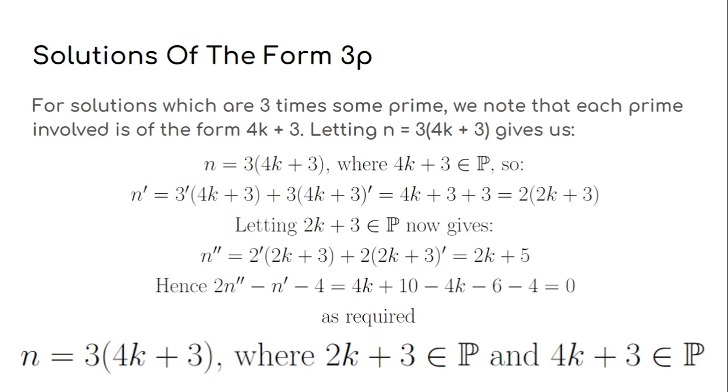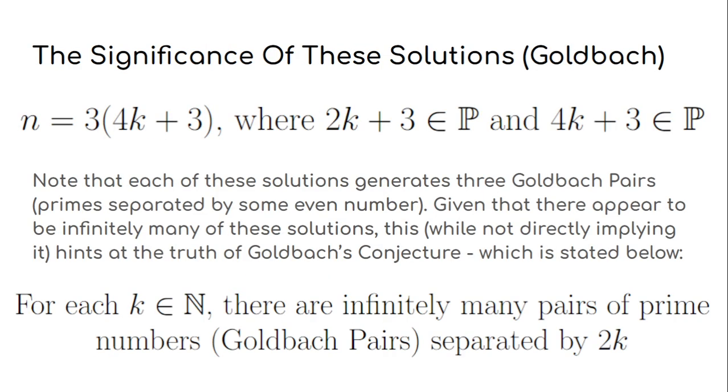Hence we have just shown that n equals 3 times 4k plus 3, where k is some natural number, is a solution of our equation whenever both 4k plus 3 and 2k plus 3 are prime. These are prime numbers separated by precisely 2k, and so, incredibly and unforeseeably, these solutions correspond to some of the Goldbach primes, which are the subject of the Goldbach conjecture.